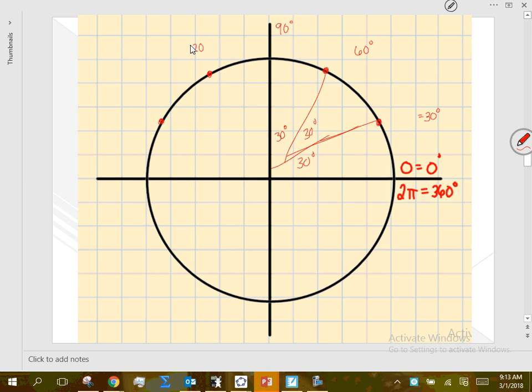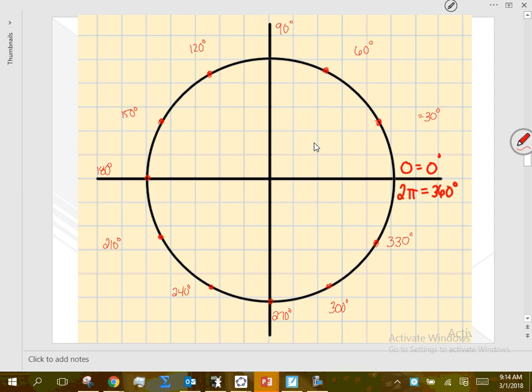It's going to be 120 degrees, 150 degrees, 180, 210, 240, 270, 300, 330, and then eventually we get back up to 360, right? Is that pretty easy? You guys count by 30s? Okay. Zach, I know you're stuck.